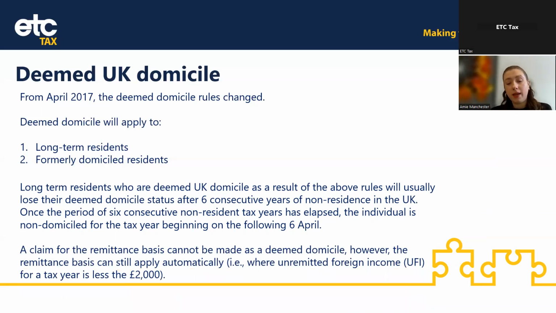A claim for the remittance basis cannot be made as a deemed domicile. However, the remittance basis can still apply automatically. So there is a difference here when looking at the remittance basis. Where an individual has unremitted foreign income in the tax year of £2,000 or less, the remittance basis can apply automatically. What that means is that there's no need to claim it on the tax return. There'll be a specific box to tick if you are claiming it. And actually that will mean the individual remains entitled to the tax-free personal allowance and annual exemption, both of which we will come on to talk about on one of the next slides.